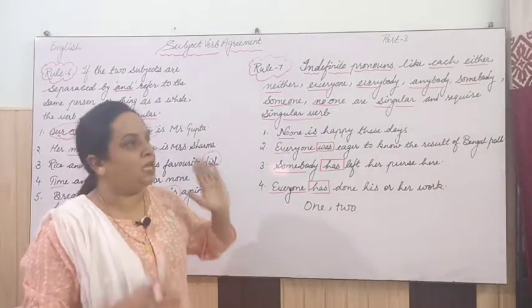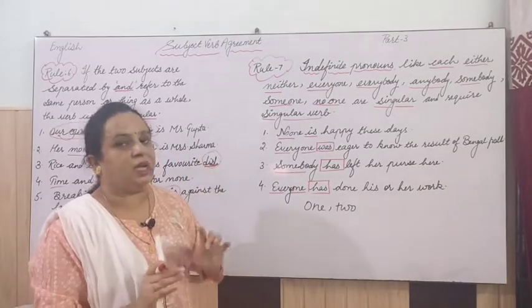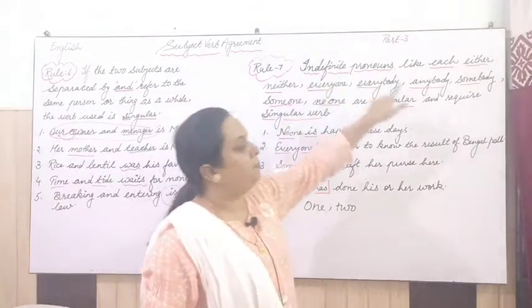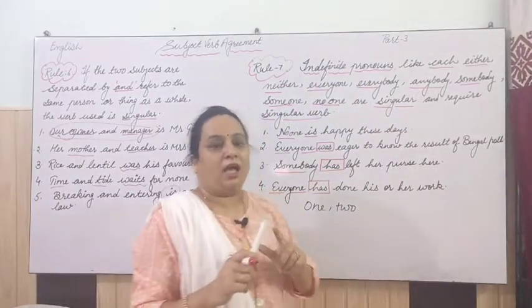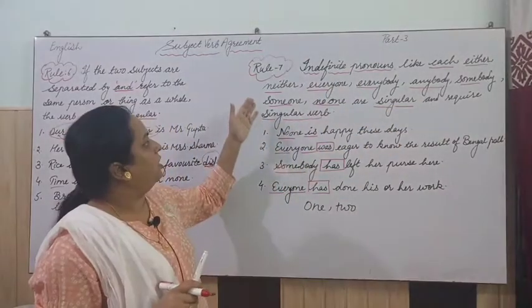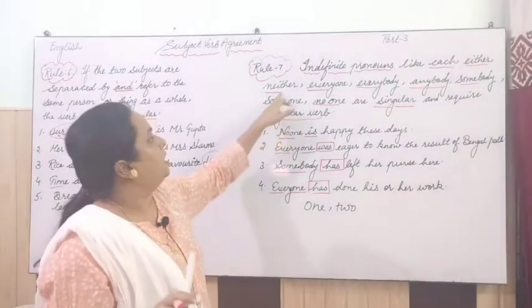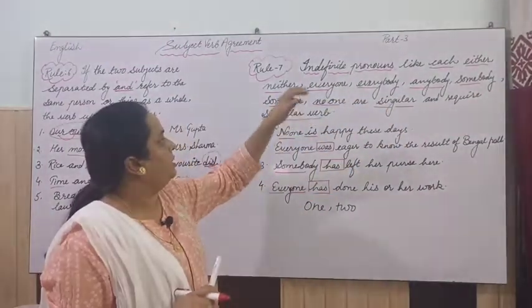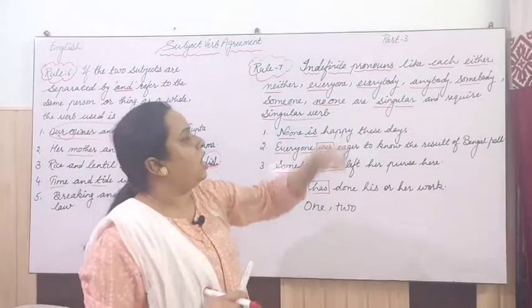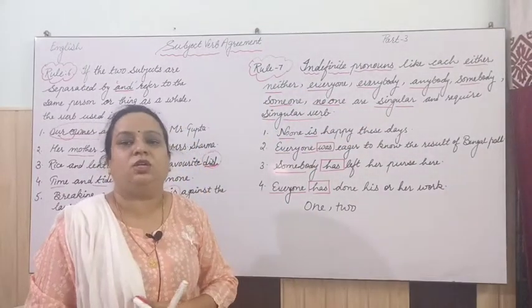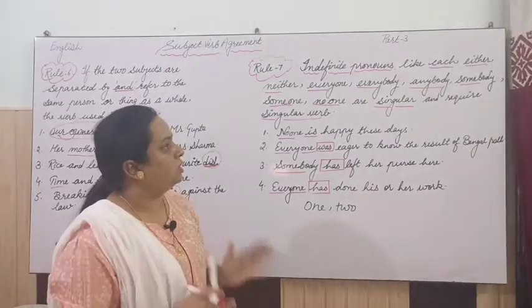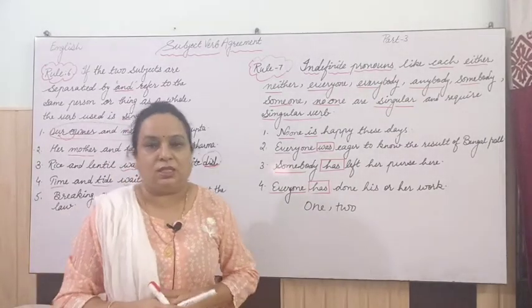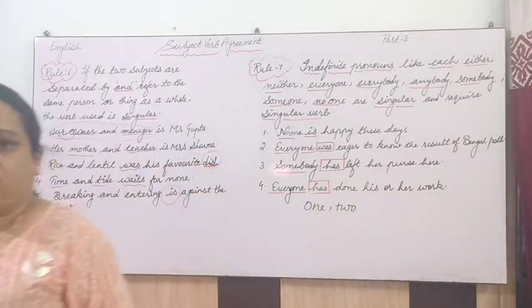That was quite easy. Please just have a quick reading of the indefinite pronouns like each, either, every, neither, everyone, everybody, anybody, somebody, someone, no one. They are singular and require a singular verb, right? So this is very easy. Just take the screenshot.